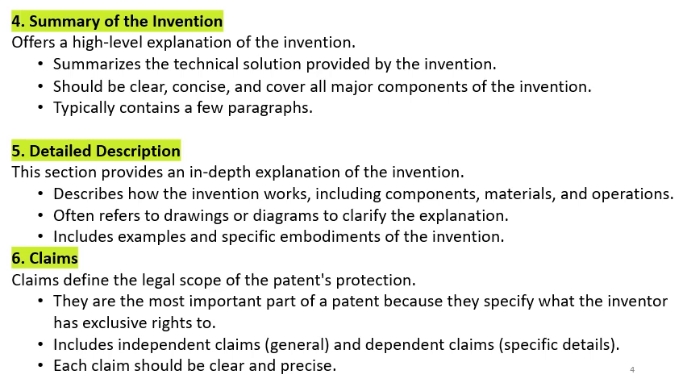Independent claims are standalone claims and dependent claims refer to the independent claims. Or you can say, for dependent claims, reference of the independent claims is given. So independent claims are general and standalone, and dependent claims are specific in details. Each claim should be clear and precise. So whatever is critical to the invention is generally claimed in the patent claims.